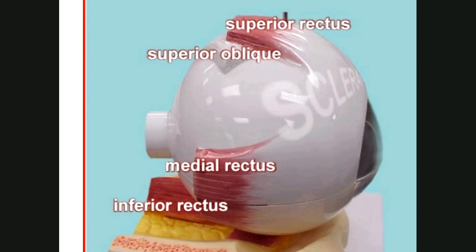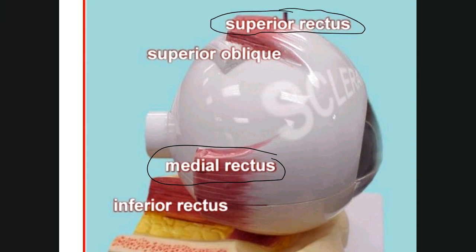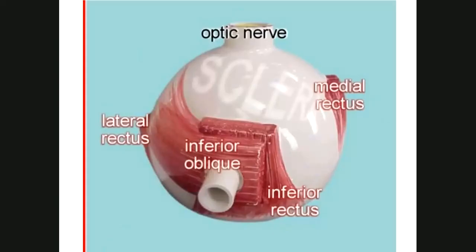How about that? Okay, so here's the medial rectus. On the other side would be the lateral rectus. Here's the top, that's the superior rectus. There's the inferior rectus. There's that tendon for the superior oblique, and right there is the inferior oblique. So, any questions about the muscles?